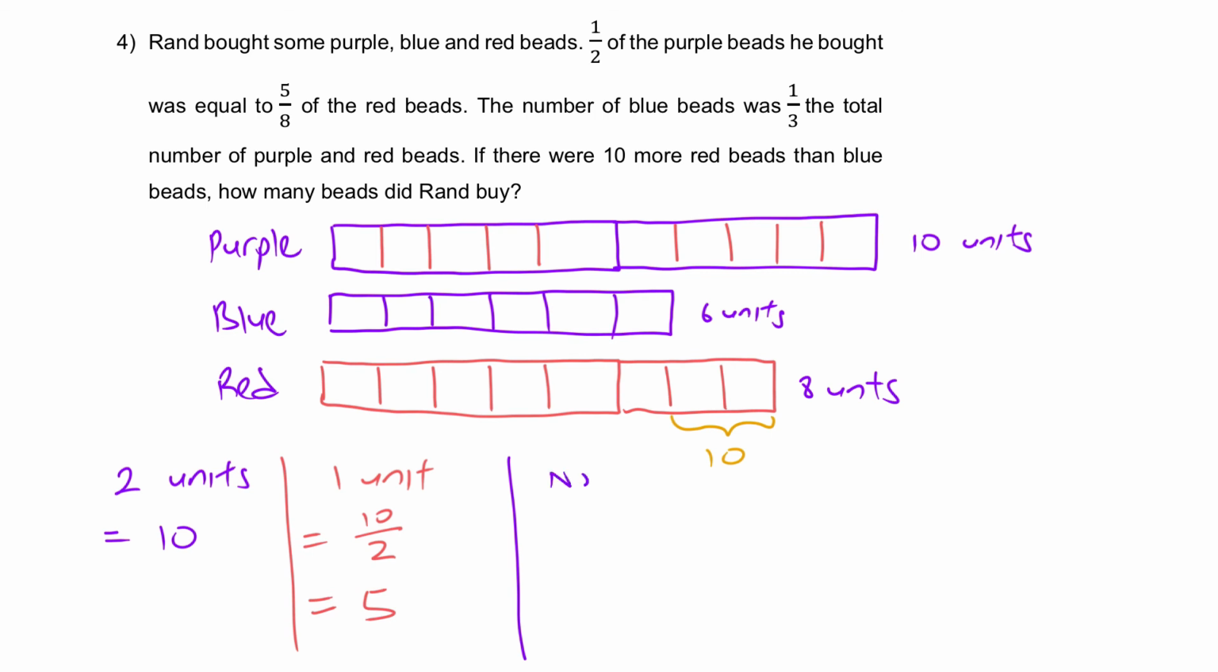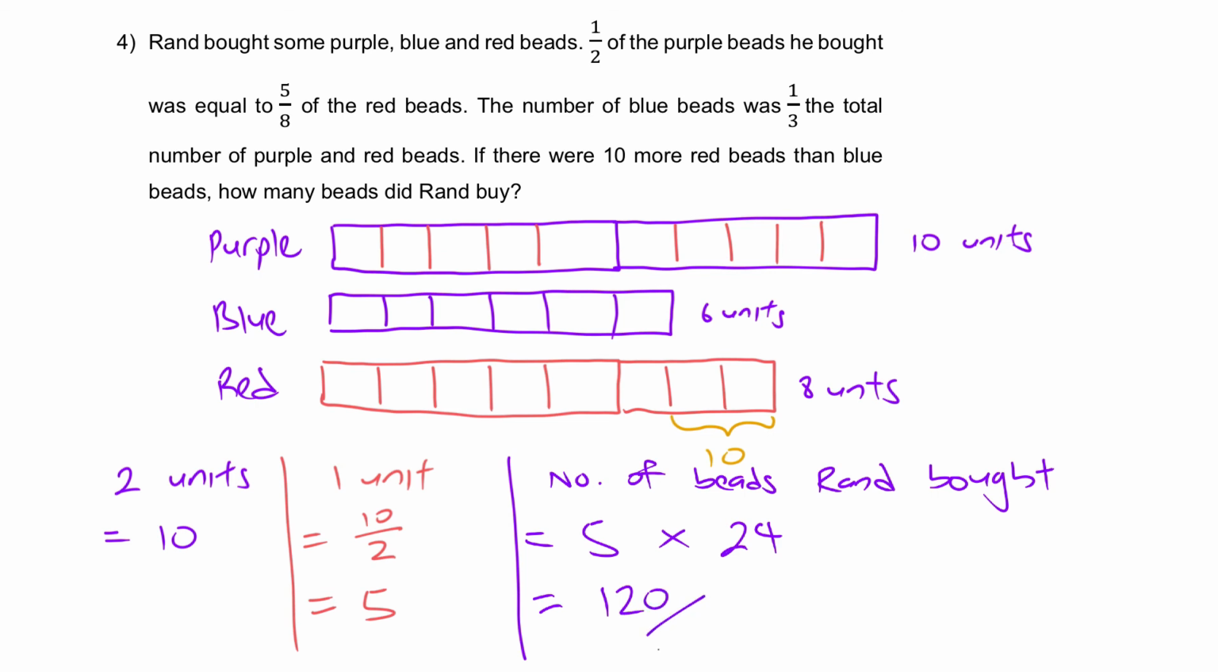Number of beads Ren bought. So 1 unit is 5. We're going to multiply it by the total 24, and that will give you the answer of 120. And there's a spelling mistake here. Units. Okay.